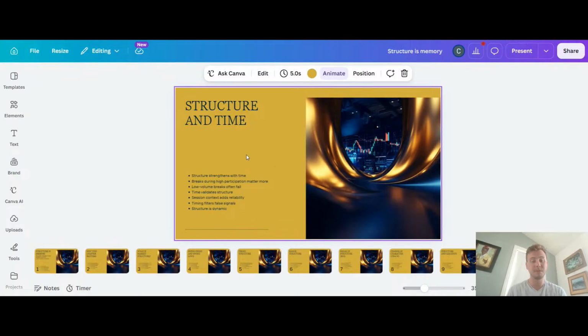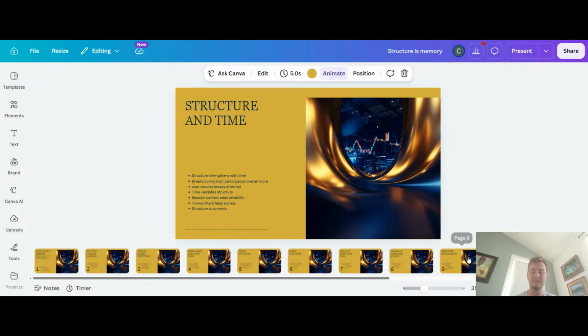Structure and time. Structure strengthens with time. Breaks during high participation matter more. Low volume breaks often fail. Time validates structure. Session context adds reliability. Timing filters false signals. And structure is dynamic.